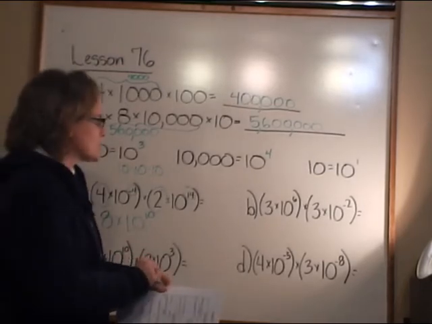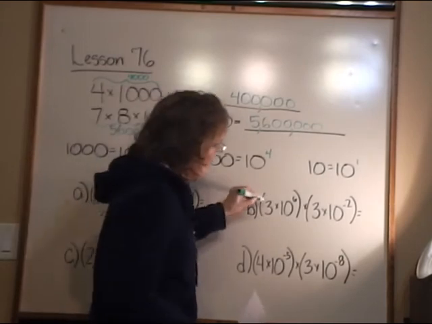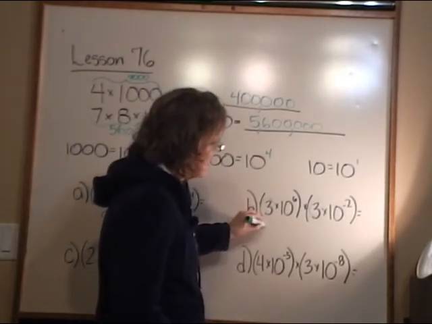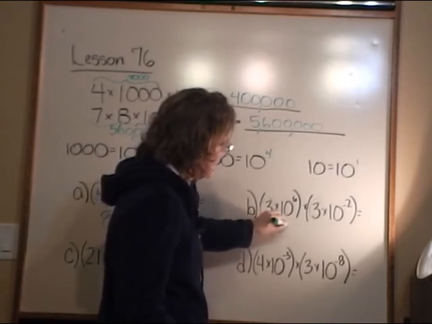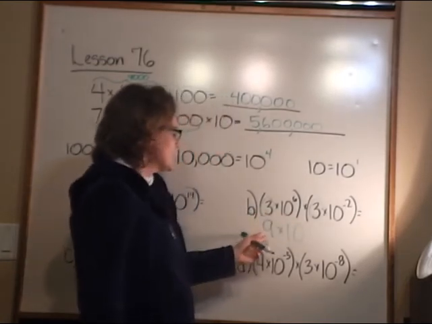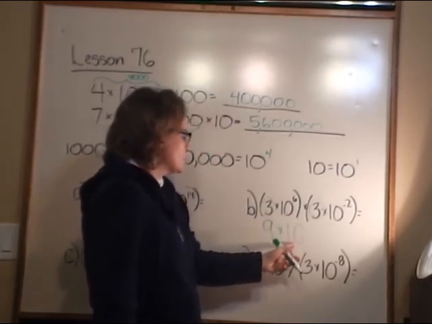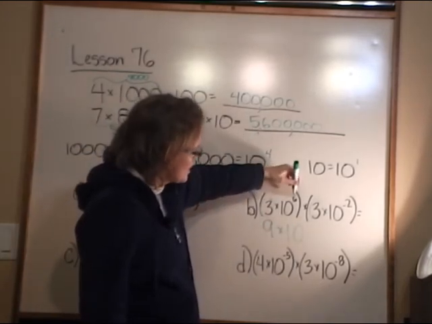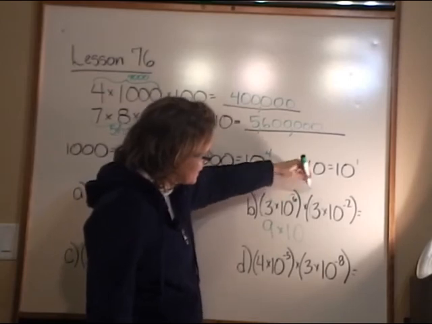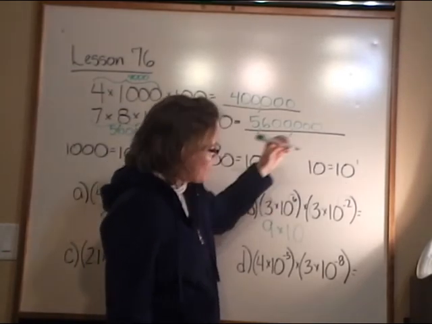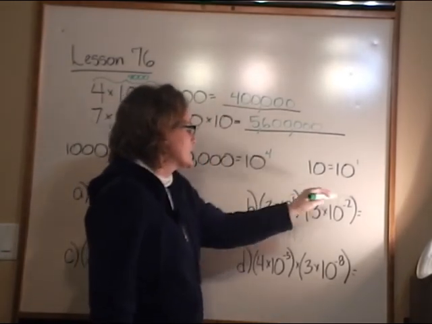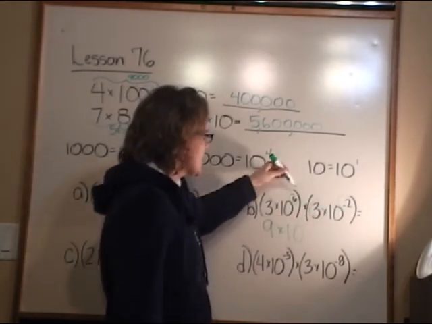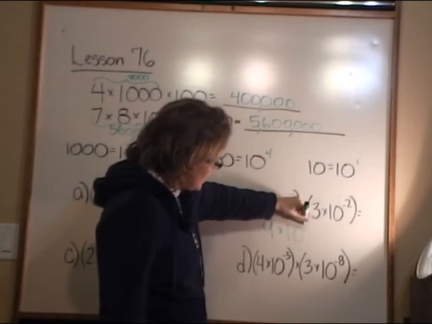All right, so let's look at B. I think we can do the first part where we multiply the numbers. So we have 3 times 3 equals 9. And we're still in scientific notation, so we're going to keep our 9 times 10 to the something. Well, what's something? We're going to take our 6 and then minus 2. So we're going to say 6 minus 2, or you could say 6 plus negative 2. Same thing. 6 minus 2 is 4.